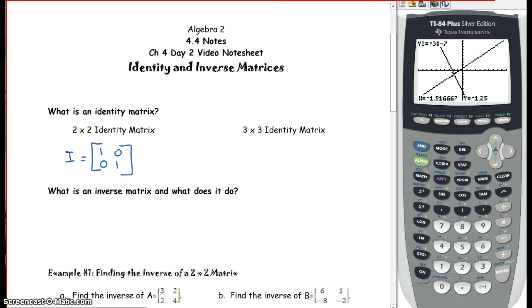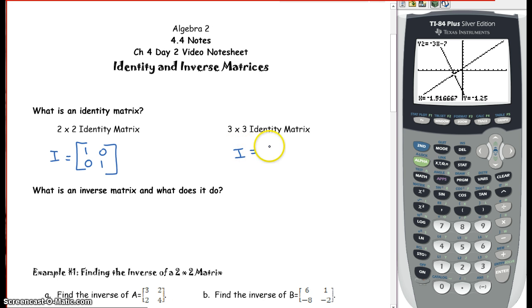It is kind of like the number 1 compared to numbers. It doesn't really do much. Just like 1 times A is equal to A, an identity matrix times another matrix is equal to the other matrix. Now we also have a 3 by 3 identity matrix, and it goes 1, 0, 0, 0, 1, 0, 0, 0, 1. You can see the ones meeting along the diagonal.